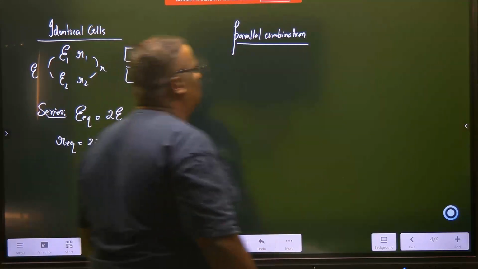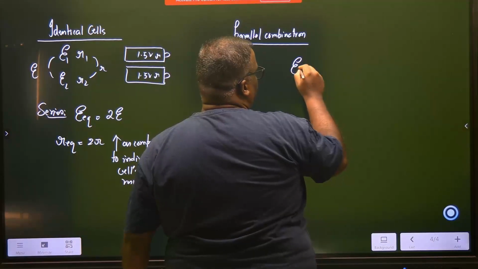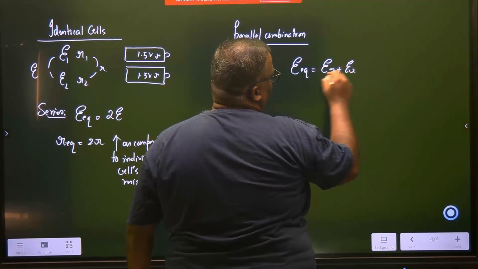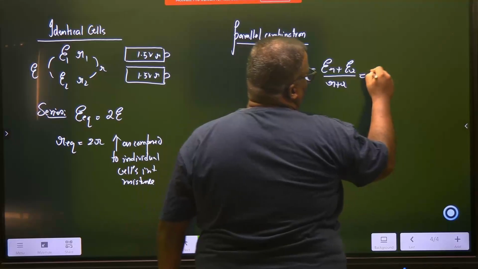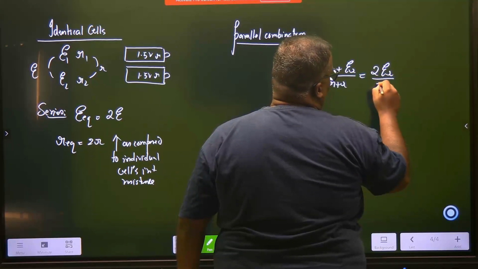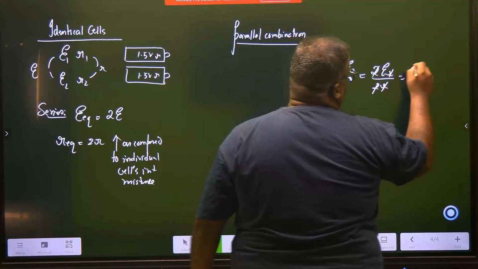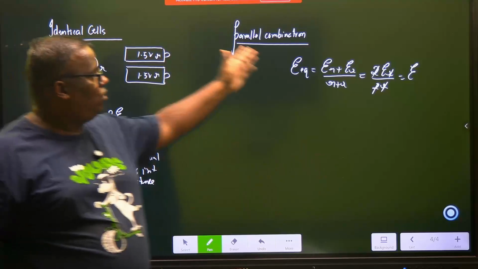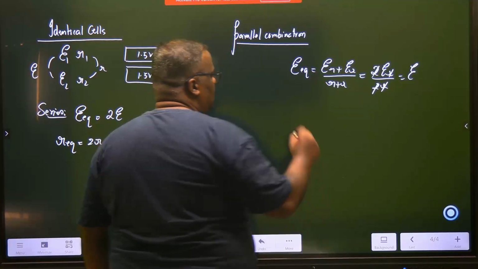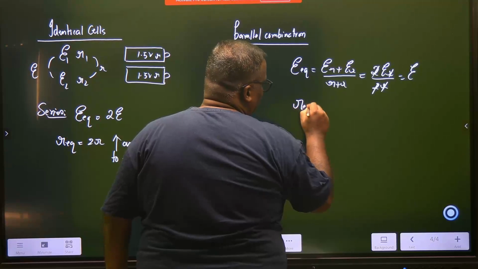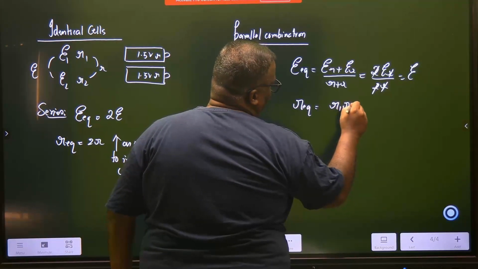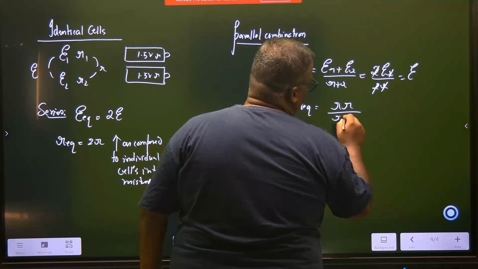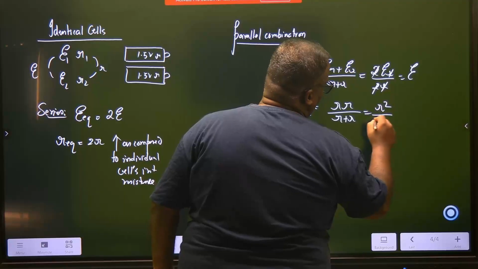Then in the parallel combination, my E equivalent will be (ER plus ER) divided by (R plus R), which gives you 2ER divided by 2R. So 2 cancels, R cancels, which is E. So if you have many 1.5 volts parallelly connected, your overall equivalent EMF will still be E. But the beauty comes here when you see the R equivalent. The R equivalent is R1 R2, sorry, so this time it becomes RR divided by (R plus R), which is R square upon 2R.